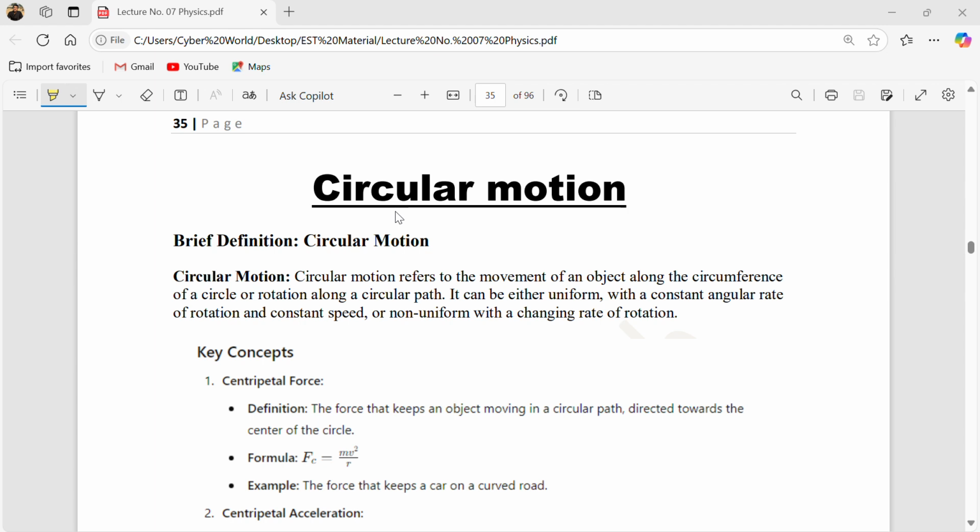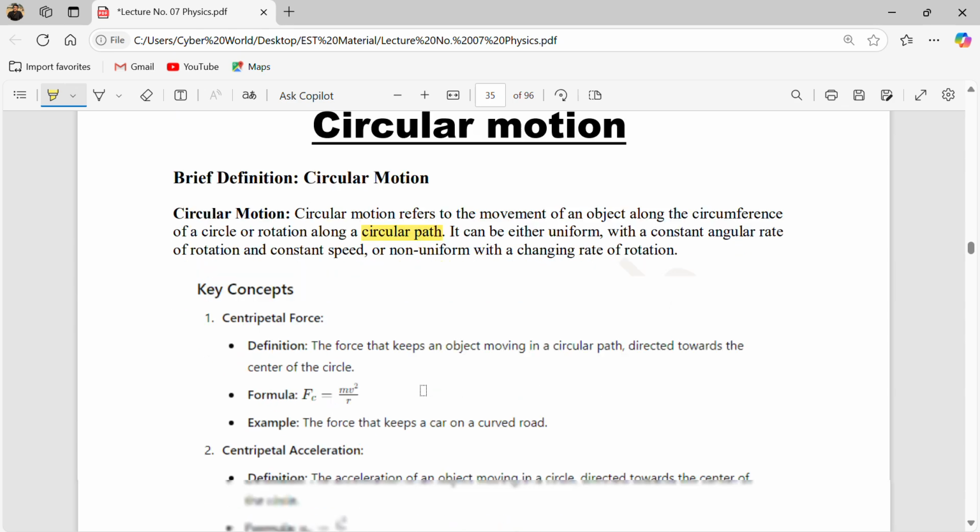Now the next topic is circular motion. What is circular motion? Circular motion refers to the movement of an object along the circumference of a circle. If a body is moving in a circle around a central point, this is known as circular motion. It follows a circular path. It can be uniform, with a constant angular rate of rotation or constant speed, or non-uniform.